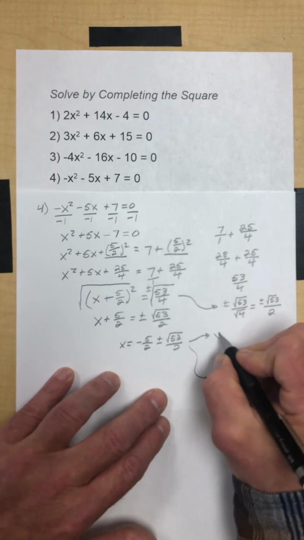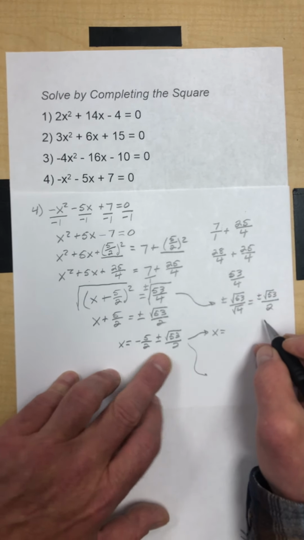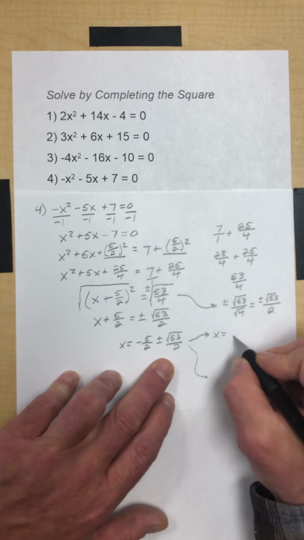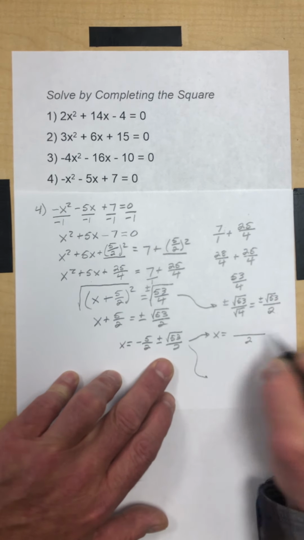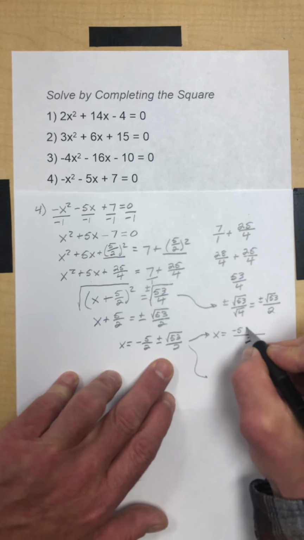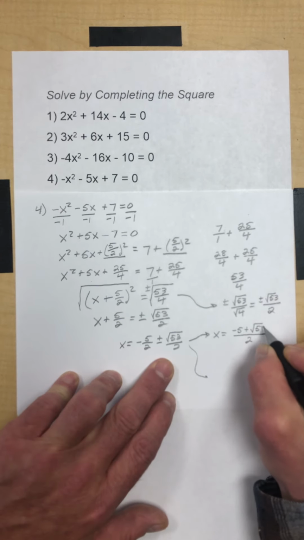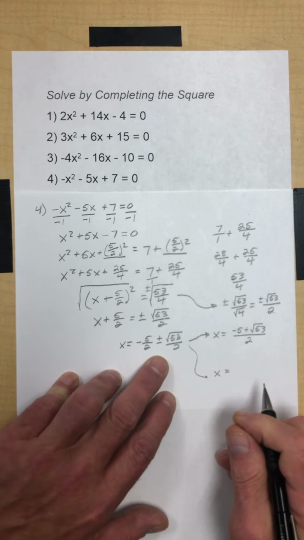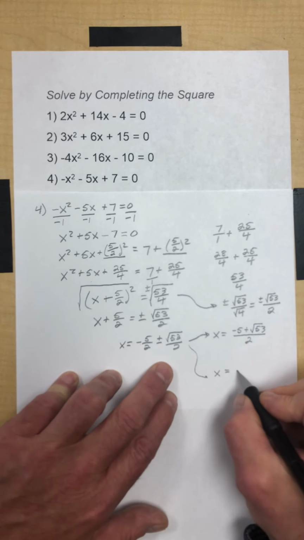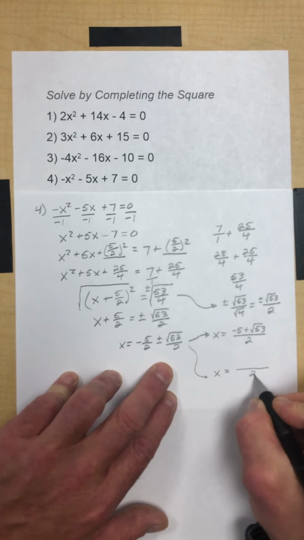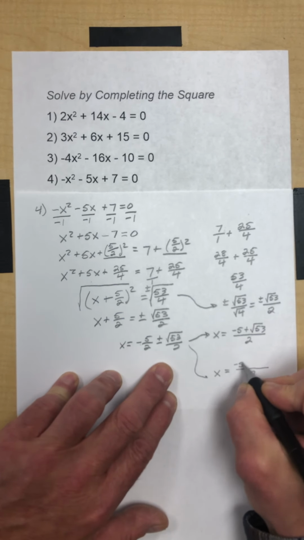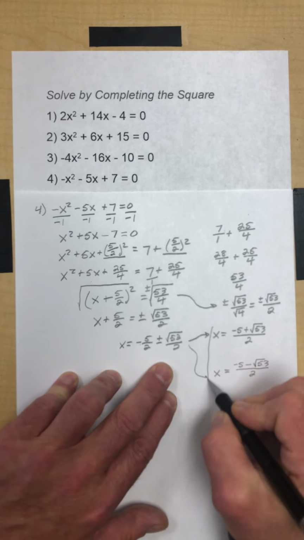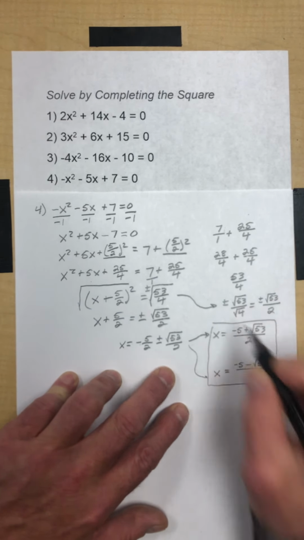Okay, so I would get x equals negative 5 halves plus radical 53 over 2. And obviously they have the same denominator, so I can just put it all over 2. So that'd be negative 5 plus radical 53. Okay, and then down here, I'd have to go negative 5 halves minus radical 53 over 2. Again, they have the same denominator, so I can just go negative 5 minus radical 53 all over 2, and it gives me my two solutions.